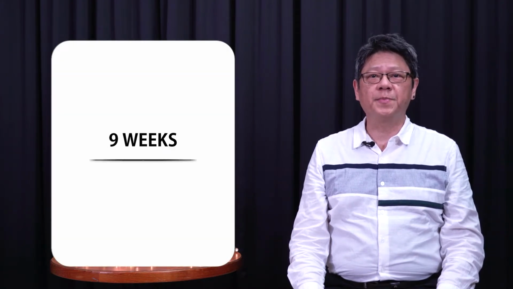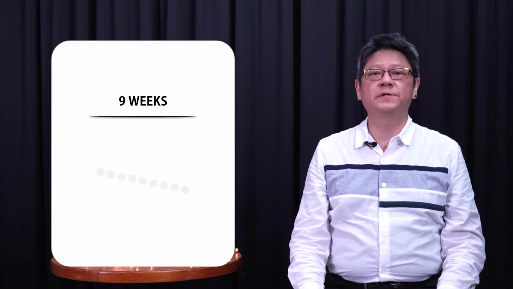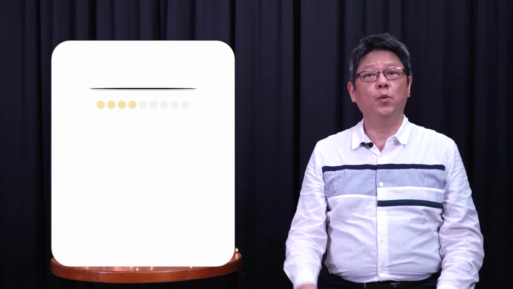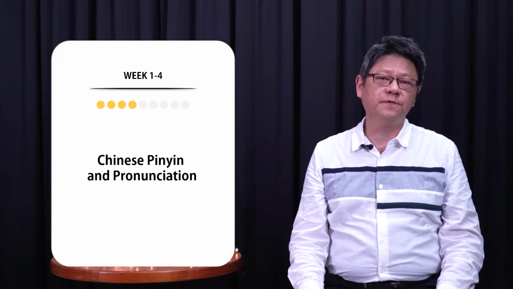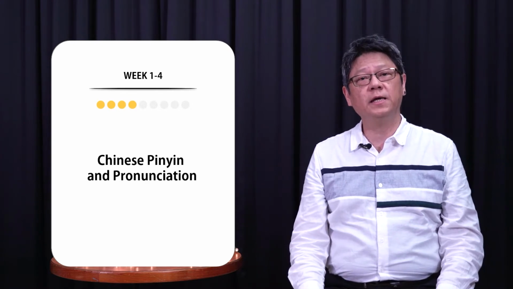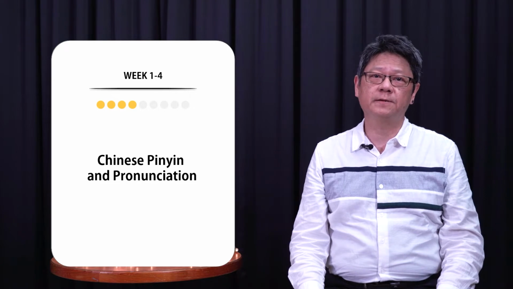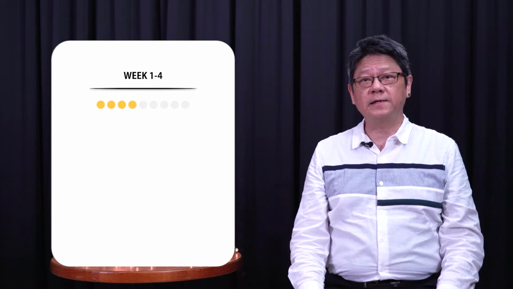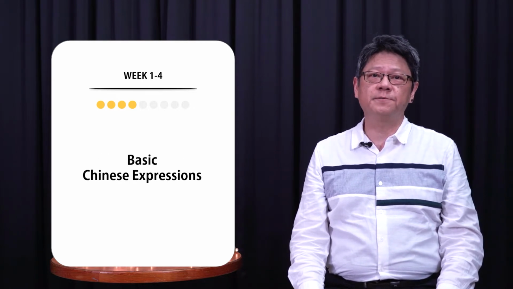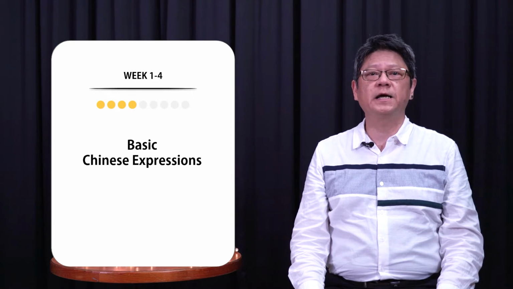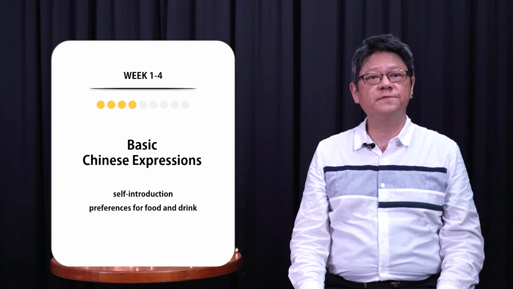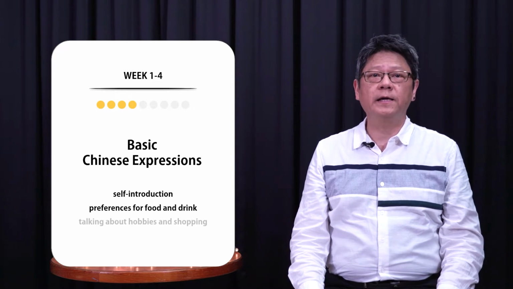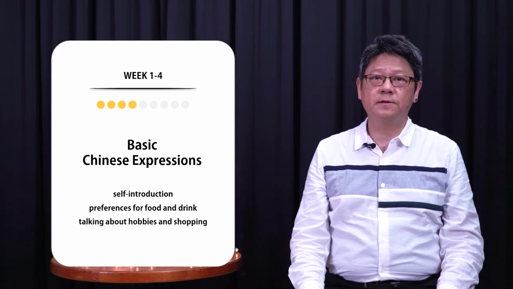We are going to spend 9 weeks on this course. From week 1 to week 4, we are going to build a good foundation of Chinese pinyin and pronunciation. Besides that, we will also learn some basic Chinese expressions like self-introduction, preferences for food and drink, and talking about hobbies and shopping.